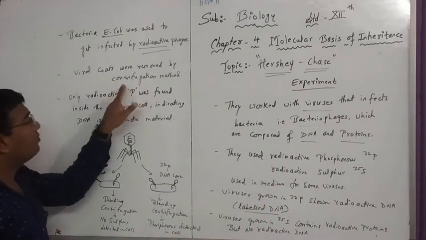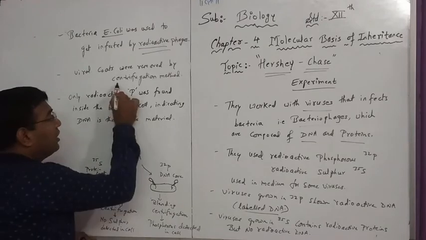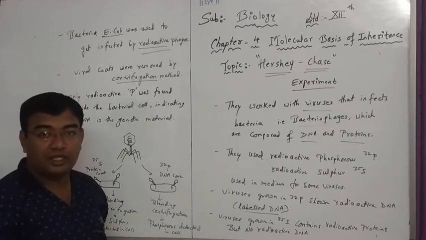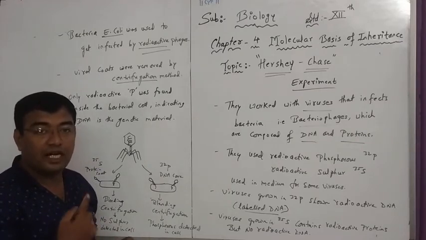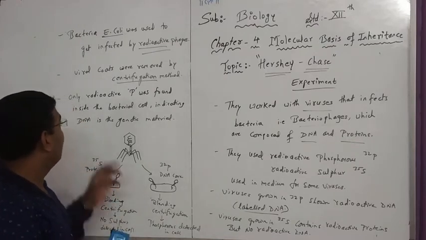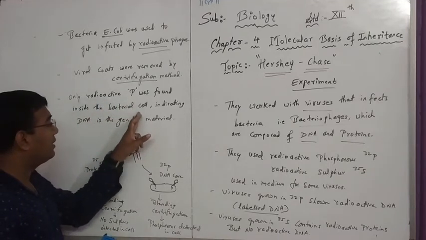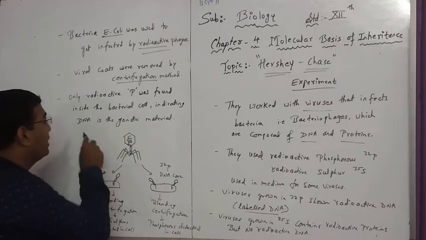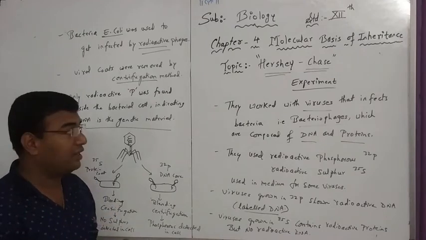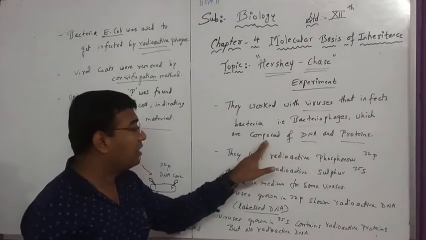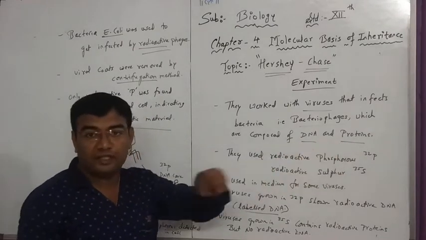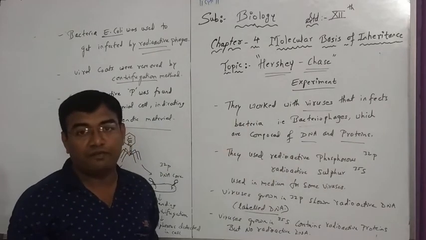So the viral coats were removed by which method? The centrifugation method. Centrifugation is the method where the sample is rotated at a high speed in rotations per minute, RPM, so that it separates into the supernatant and the pellet at the bottom. What happened? Only the radioactive phosphorus was found inside the bacterial cell, indicating that DNA is the genetic material. The confusion was whether DNA or protein is transferred, because, as I said at the start, the bacteriophage is composed of two materials, DNA and proteins. So they were confused whether protein or DNA is responsible for the transforming principle.